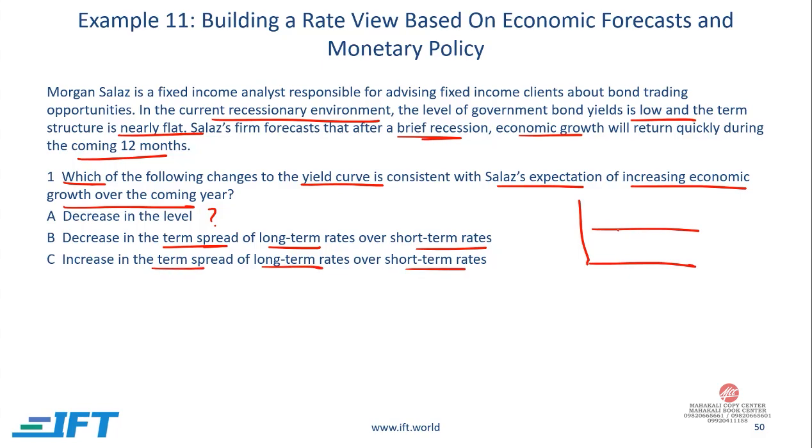Now the point is currently there is a recession, which means that in the short term rates are likely to be low, but the expectation is that there will be economic growth later. So if there will be economic growth later, then it is fair to expect that rates in the future will be higher, which means that the yield curve will probably change shape and it will start sloping upwards. So the best answer is increase in term spread, because here we can see that the yields for long-term bonds are now higher than the yields for short-term bonds. So the best option appears to be C.